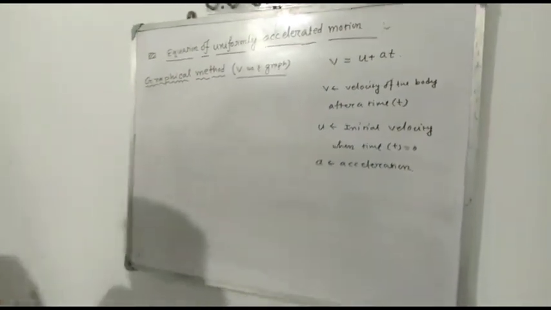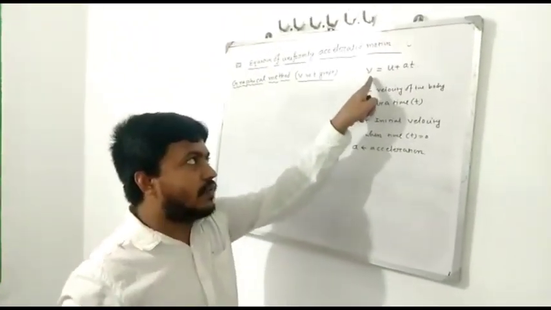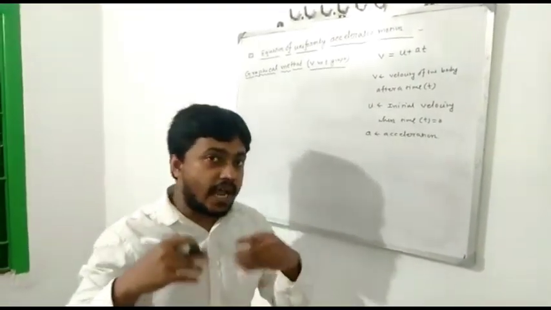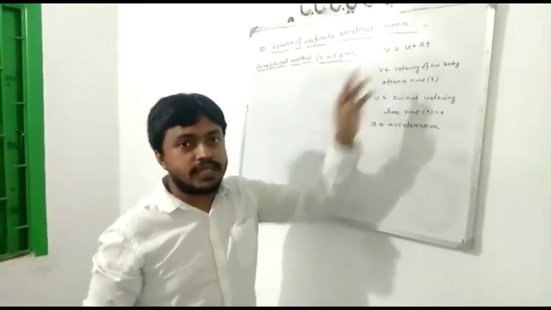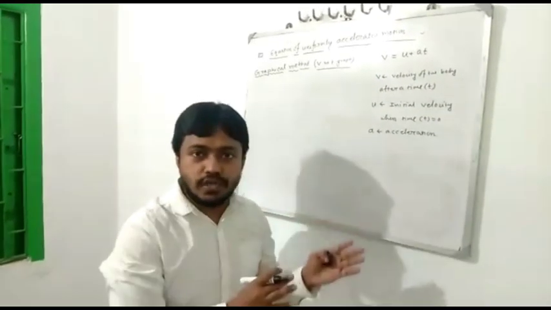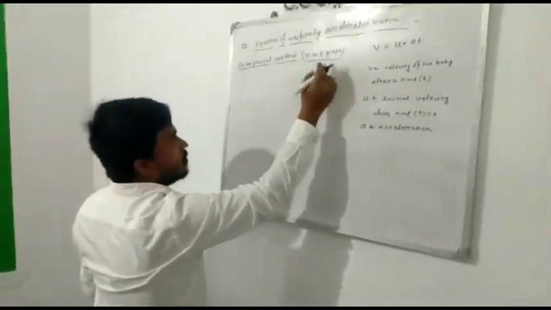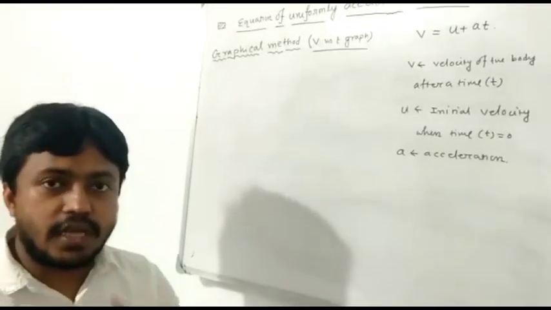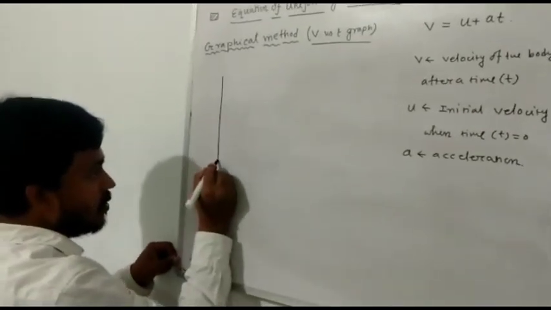So now students, we derive this equation by the graphical method. All of you already know that v equal to u plus at, from our previous discussion on acceleration. Today we derive this equation by the graphical method, so we take the velocity versus time graph of a uniformly accelerated body.